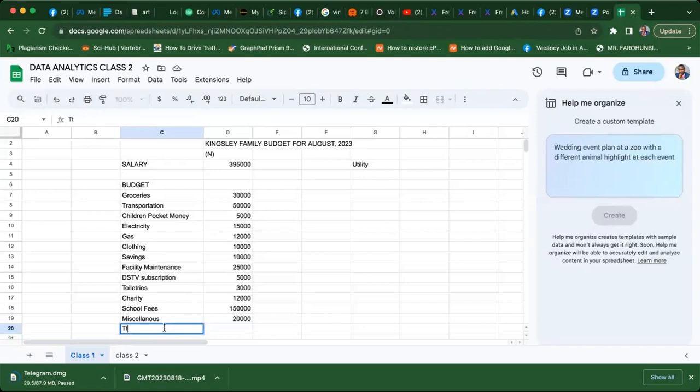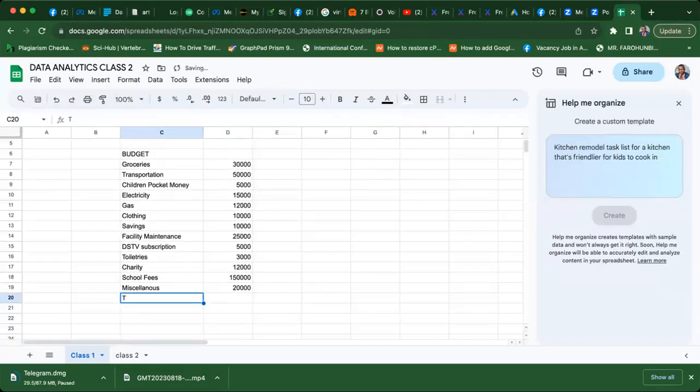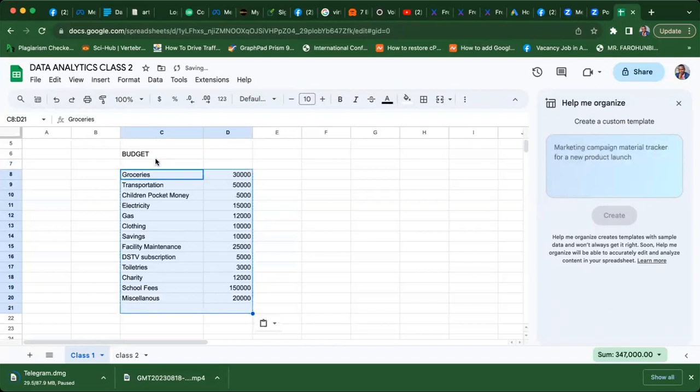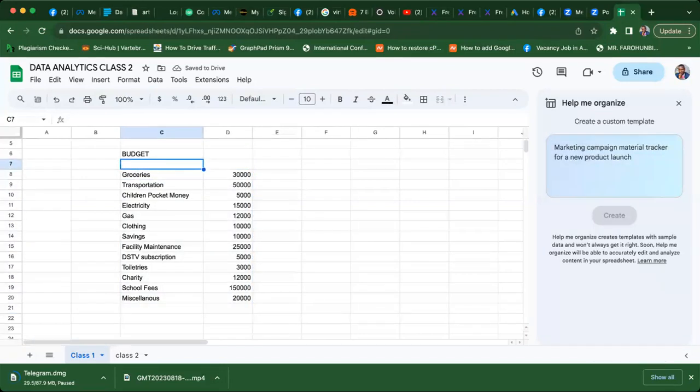Tithes. What's the tithe of this money? We are going to do tithe separately. Because tithe 39,000. No, I don't want us to do like that. Let me move tithe up. So I want to cut this and paste it here. So this tithe is coming up, and I will quickly teach you how to do the tithing now.